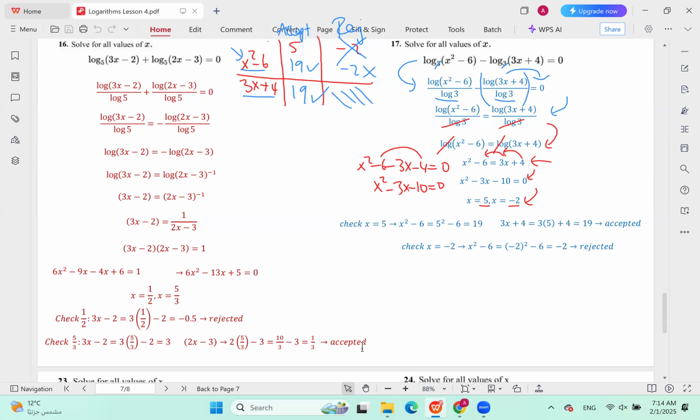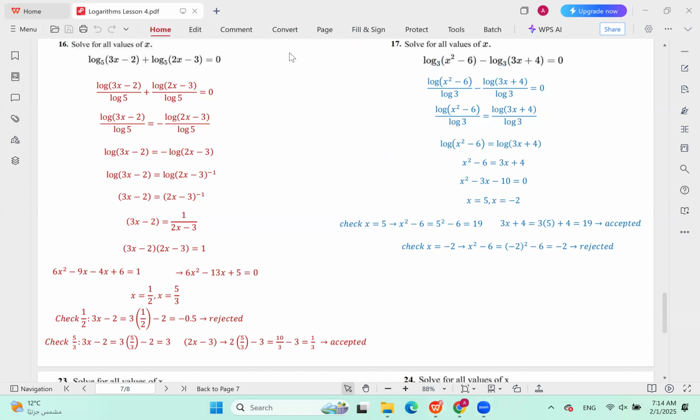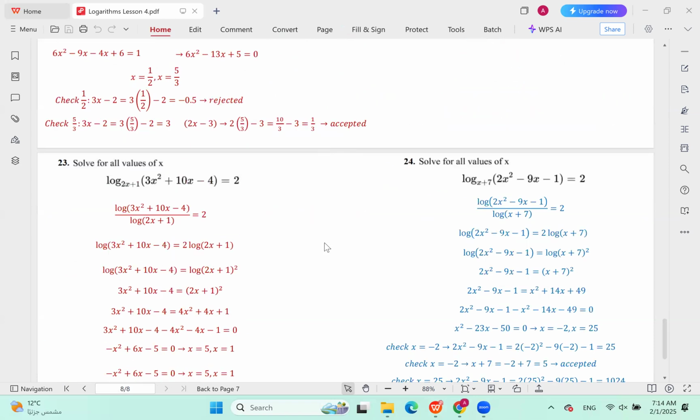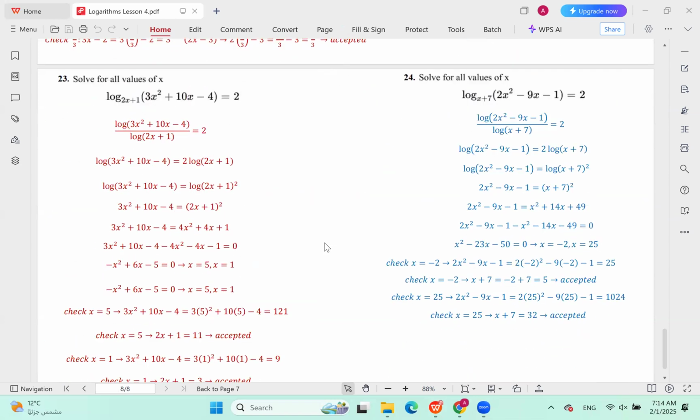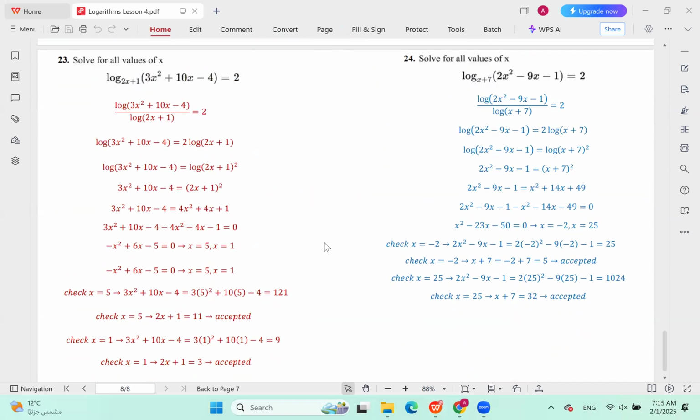So now we are done with the problem because we have accepted the correct solution and rejected the incorrect solution, and we can move on. So for the final pair of problems, we have an equation that looks slightly different, but we're going to carry out the same procedure as well.